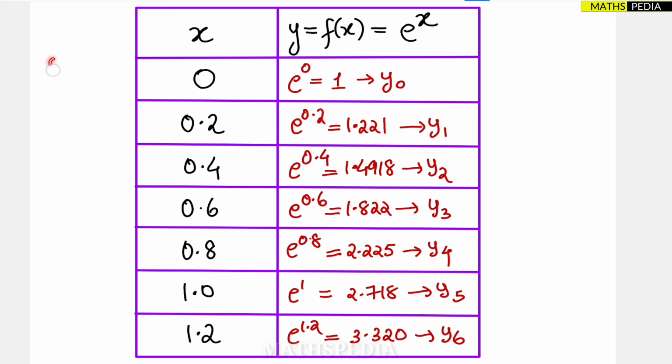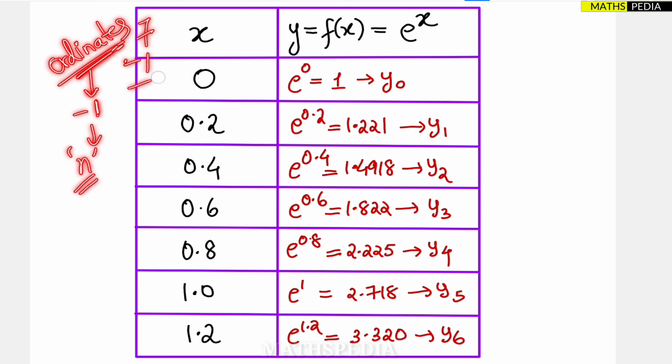So points here basically are called ordinates. Remember this. They are called ordinates. Points are nothing but ordinates, and these ordinates, if I subtract 1, I'll get the intervals, which is nothing but n. Because here how many points are there? 7 points. If I subtract 1, I'll get 6, which is nothing but the interval.